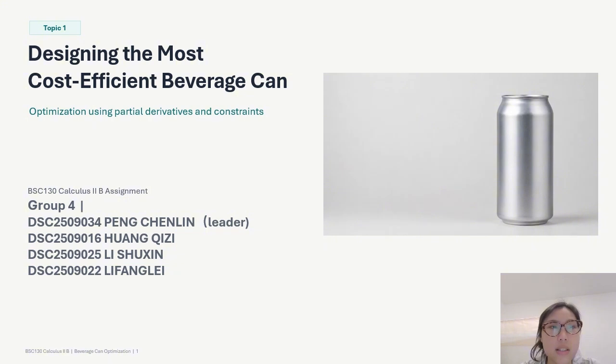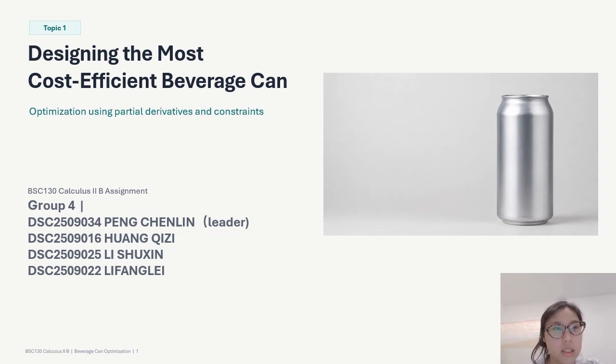Our topic focuses on a very common product in daily life, the beverage can. At first, a can may look like a simple container. However, in real manufacturing, the design of a can is actually closely related to cost, material usage, and production efficiency.